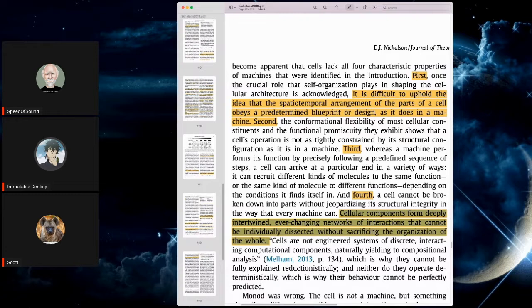Cells are not engineered systems of discrete interacting computational components naturally yielding to compositional analysis, which is why they cannot be fully explained reductionistically, and neither do they operate deterministically, which is why their behavior cannot be perfectly predicted. Cool.